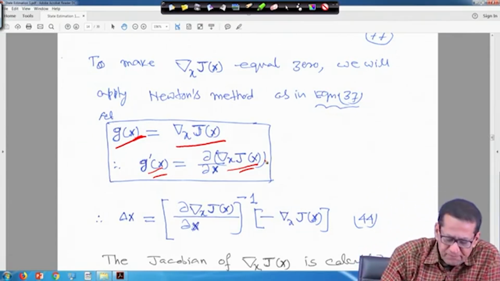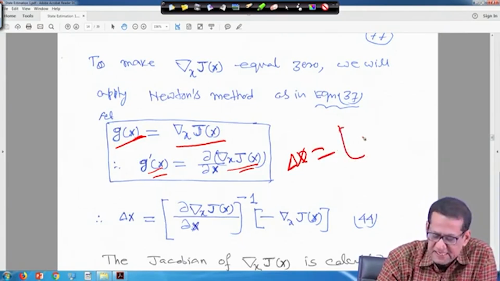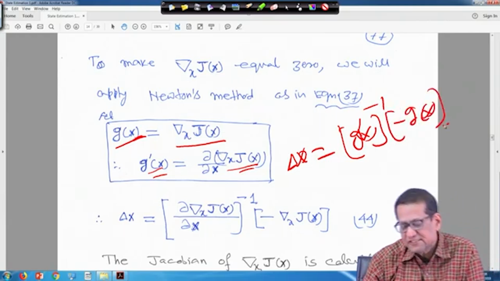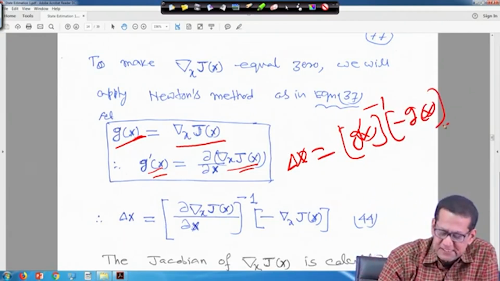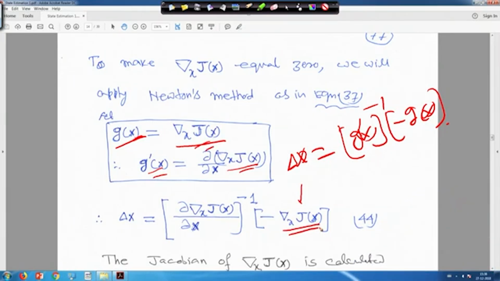So, we know that formula, delta x is equal to, as we have just done in equation 37, g dash x inverse into minus g x, right. So, this is your g x, that is why it is minus gradient of J x, and this is your g dash x, that is your del x of gradient of J, the derivative of this one. So, this is actually delta x. This is equation 44. I hope this is understandable to you, right.